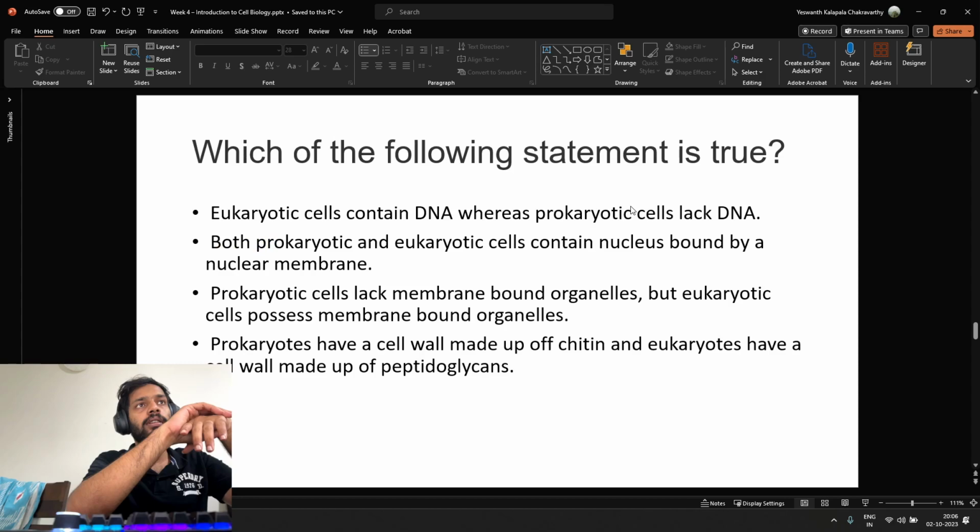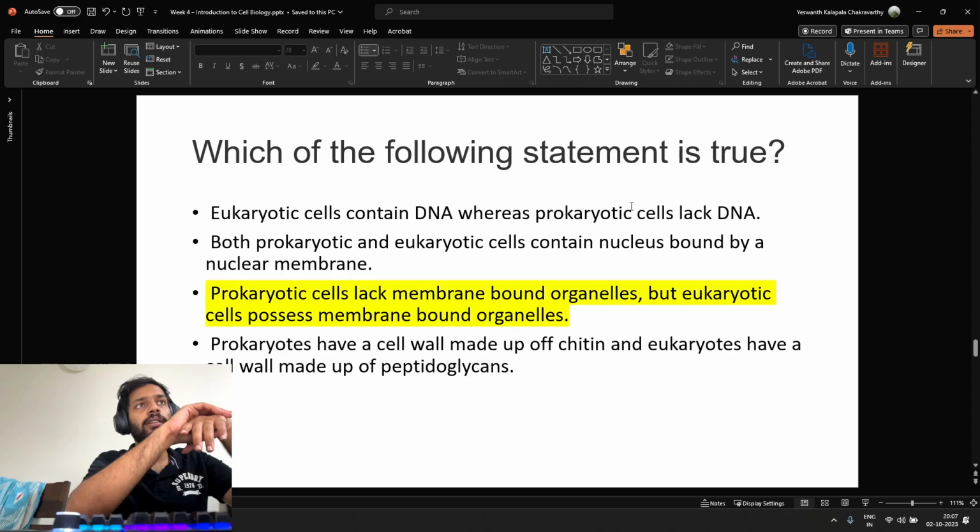Okay. Which of the following statements is true? Eukaryotic cells contain DNA, whereas prokaryotic cells lack DNA. Both prokaryotic and eukaryotic cells contain a nucleus bound by a nuclear membrane. Prokaryotic cells lack membrane bound organelles, but eukaryotic cells possess membrane bound organelles. Prokaryotes have a cell wall made up of chitin, and eukaryotes have a cell wall made up of peptidoglycans. C. Third. Yeah. So prokaryotes, by definition, do not have membrane-bound organelles, whereas eukaryotes have them.